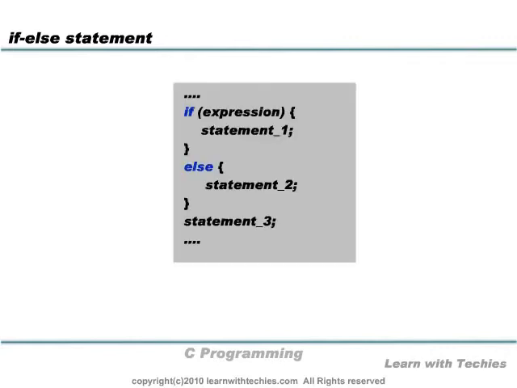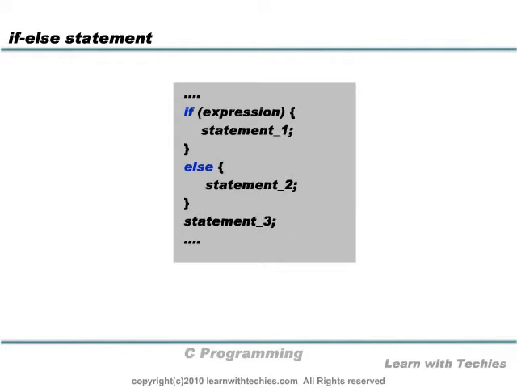The normal syntax is given here. The expression enclosed in the if bracket is evaluated to determine which part of the if-else statement will be executed. If the expression evaluates to true, then the statement enclosed by the if part, that is, statement 1 is executed, then the control jumps to statement 3, skipping the else part. If the expression is not true, then statement 2 is executed followed by statement 3, skipping the if part.